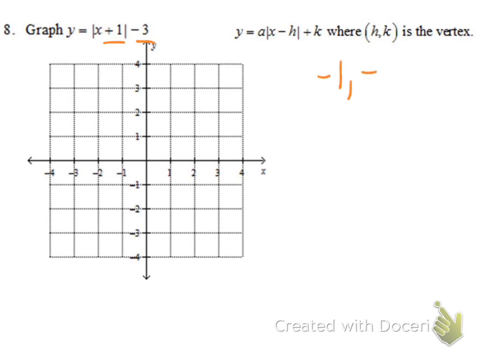Vertex -1, -3. Again, the h is opposite of what you see in the equation because the minus is already there in the formula. So -1, -3 is our vertex. Draw the axis of symmetry. Slope of the right side, the A, is 1/1, so we'll go up 1, to the right 1, reflect those points across the axis of symmetry, and then we'll connect them.